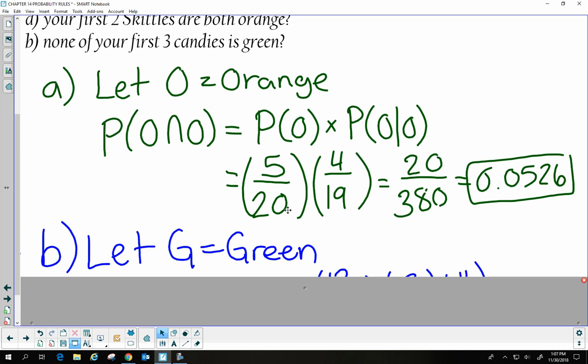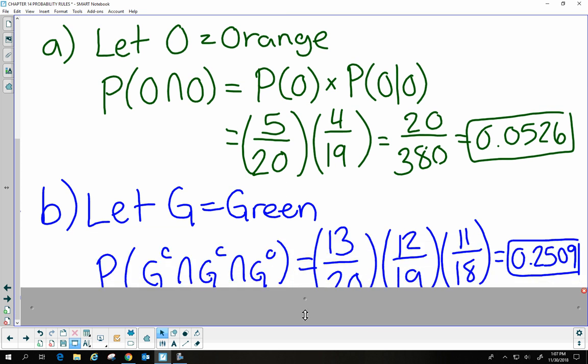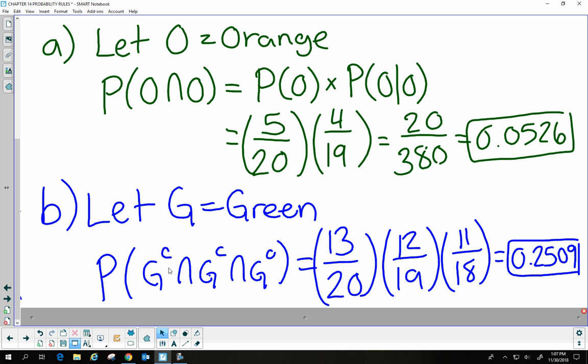The next one, we want to know the probability of getting 3 candies that are not green on our first 3. So we're going to say G is green. We want to know the probability of the complement of G happening 3 times. And so there are 13 candies that are not green out of 20. When we take one out that's not green, we have 12 non-green left out of 19 total. And then the third time we have 11 non-green left out of 18 total. So when we multiply all these 3 fractions together, we get 0.2509. So approximately a 25% chance our first 3 candies out of the bag are not green.